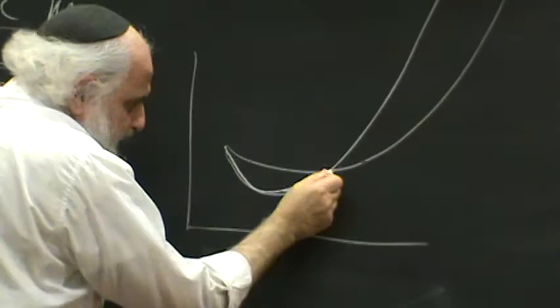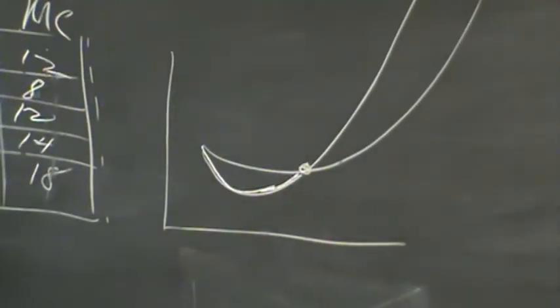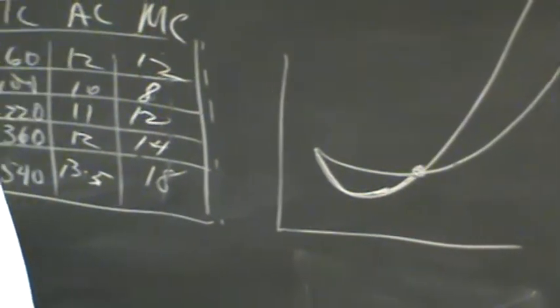The next test you get a 20. If it's still below average, it's still going to bring your average down. In other words, even though the marginal itself is going up, as long as it is below average, it's going to bring your average down. As soon as it rises above average, it's going to bring your average up, and therefore it meets it at the bottom of the average cost curve.